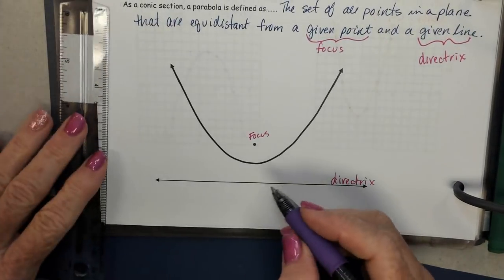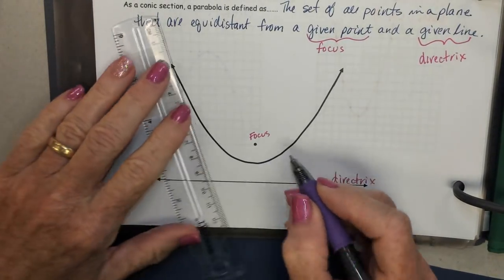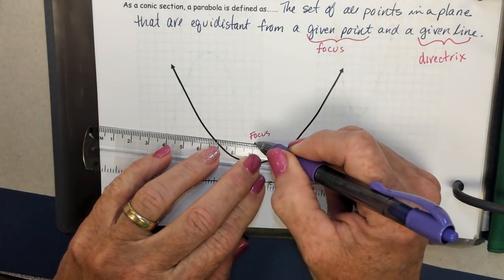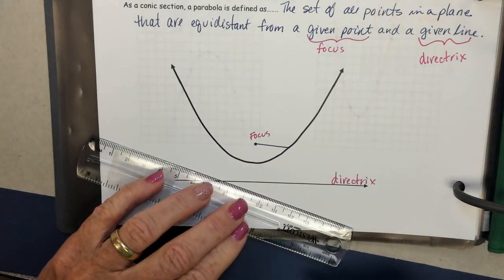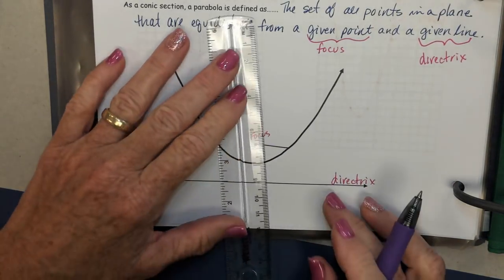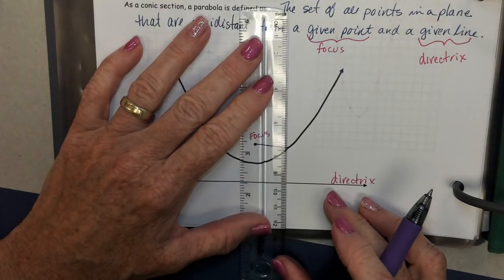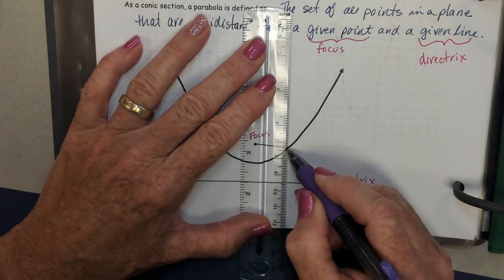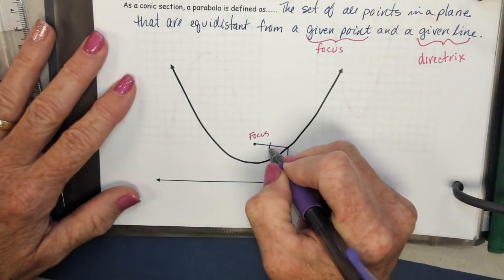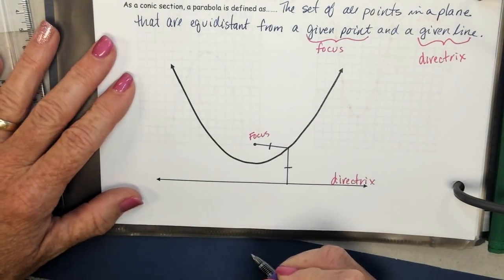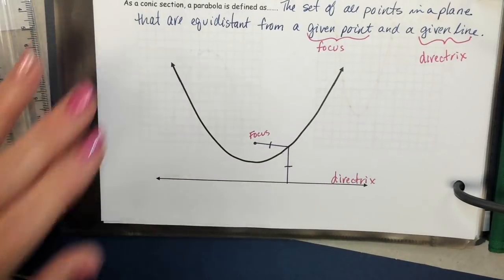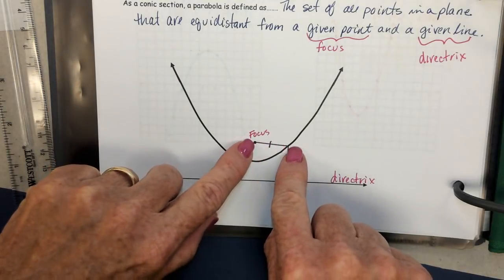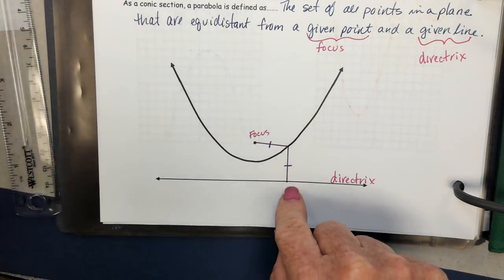No worries. All right, so if you were to connect that focus with any point on this parabola, maybe that distance right there, and then you take that point and drop a perpendicular down to the directrix, I'm going to line up my tick marks here. This and this are the same length. So that point on the parabola is equidistant, the same distance from the focus as it is from the directrix.